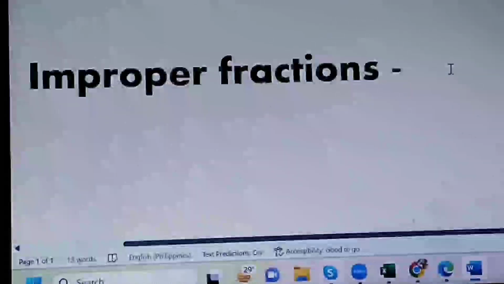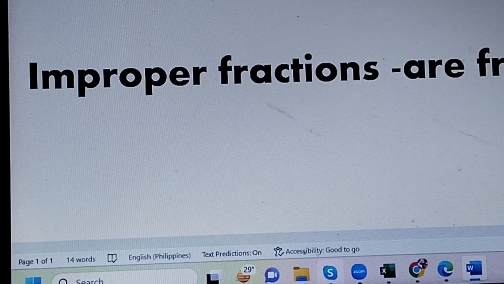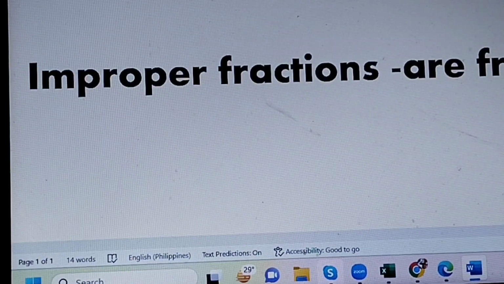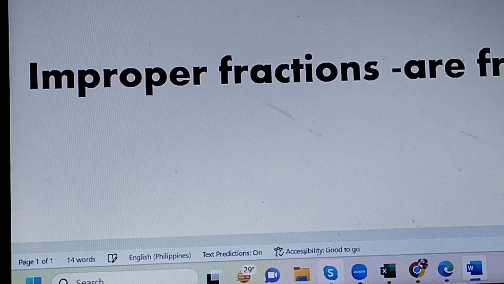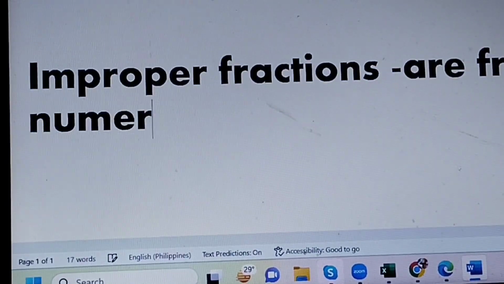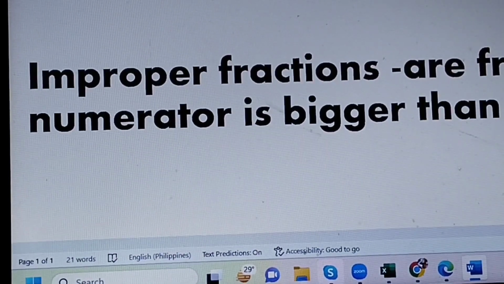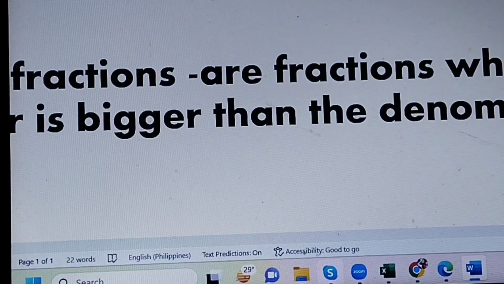So, improper fractions are fractions. Sabi ko sa inyo, hindi po ito formal talaga. This is how I would just want to approach it, yung madaling maintindihan. Fractions where the numerator is bigger than the denominator.